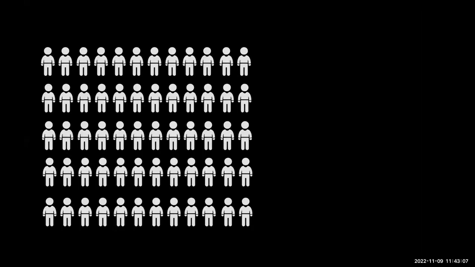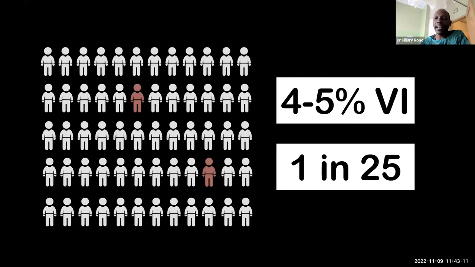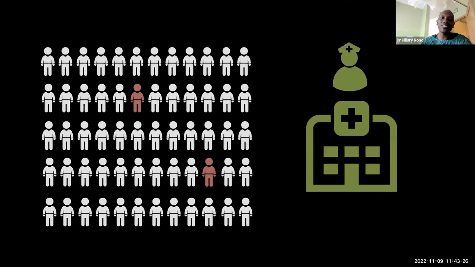Yes, good. So I was saying that in school children, for example, there were about 5 in every 100 who had a visual impairment. That translates to about 1 in every 25. So what we used to do before was send nurses to do school screening, which means we would send one nurse to screen 24 children who are normal, only to find one and refer to the hospital.